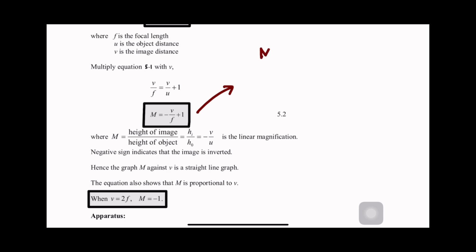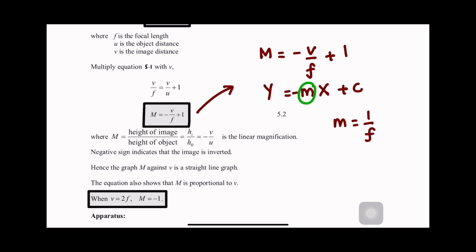Okay, so M is equal to negative V over F plus 1. So this is y = mx + c. So kalau tengok kat sini, you punya F gradient M adalah negatif sebab negatif graph kan, jadi negatif M lah. Okay, so you akan dapat gradient you sama dengan 1 over F.